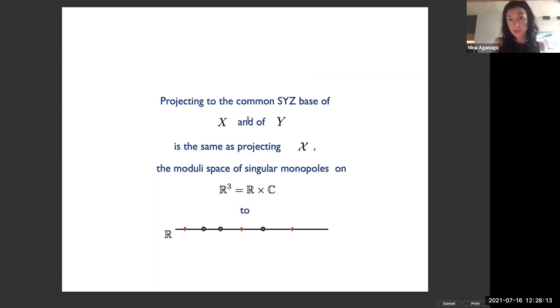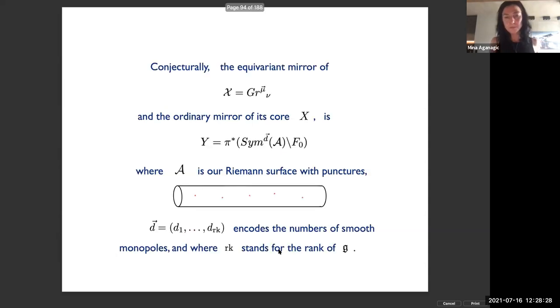Projecting to the common SYZ base of the small X and the small Y is the same as projecting the big X, the moduli space of monopoles on R3, to just keeping track of positions of monopoles on R. Conjecturally, the equivariant mirror of the big X, and the ordinary mirror of its core, is Y, which I'll slowly now explain. So Y is, roughly speaking, a symmetric product of as many copies of the Riemann surface with punctures as we have the number of smooth monopoles.